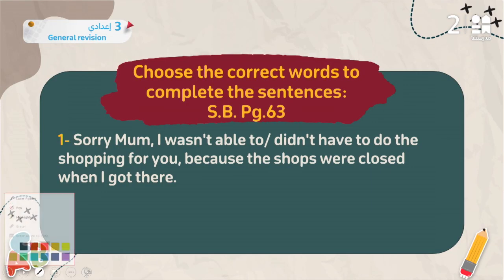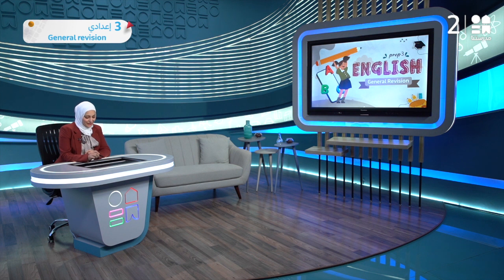Okay, number 1. Sorry, Mom, I wasn't able to, or I didn't have to do the shopping for you because the shops were closed when I got there. طيب هنا الاختيارين اللي عندي wasn't able to or didn't have to. هختار أني واحدة فيهم. خلينا نرجع نفتكر كده. Wasn't able to has the same meaning of couldn't. يعني ما قدرتش، عدم الاستطاعة.